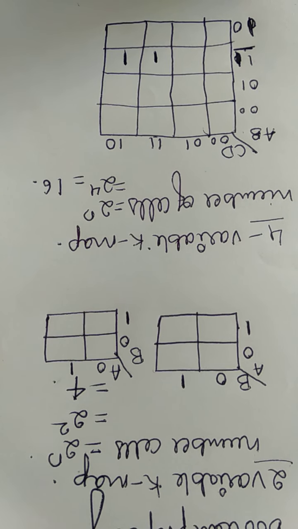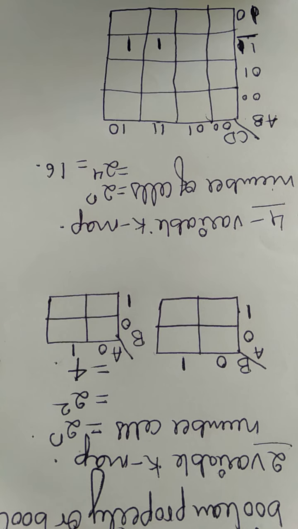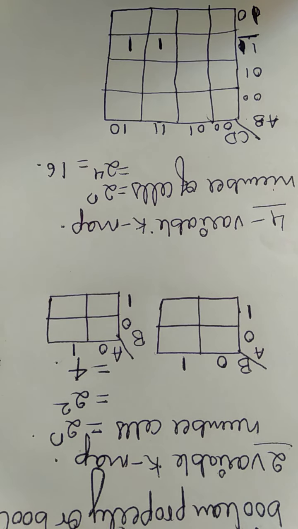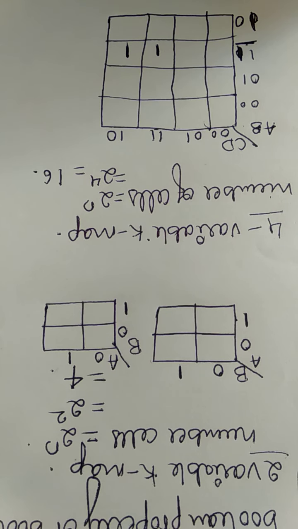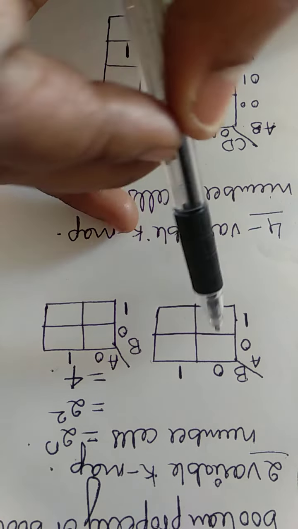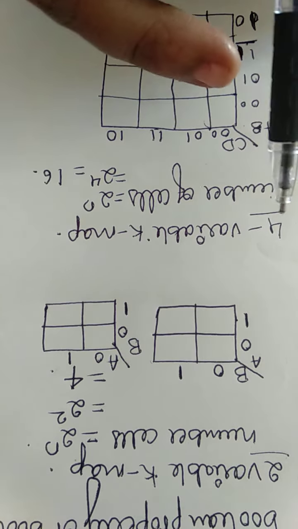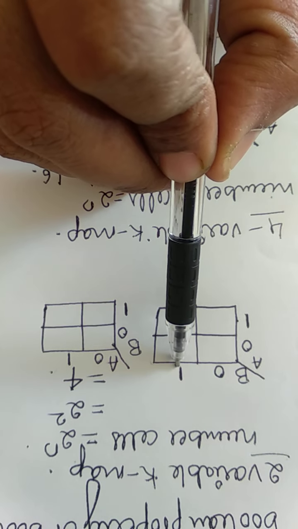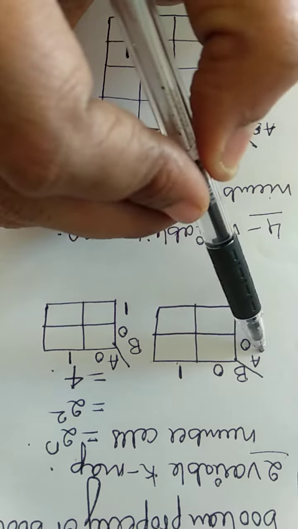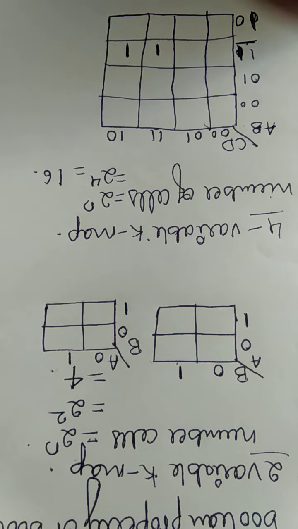So in today's class we have discussed how to plot the K-maps based on the variables. Based on the variables, we get the number of cells, and based on the number of cells, we have to plot the K-map. If it is a 2 variable K-map, then the number of cells will be 4. Then the combination of variables are 0 and 1. You can interchange the variables' places.